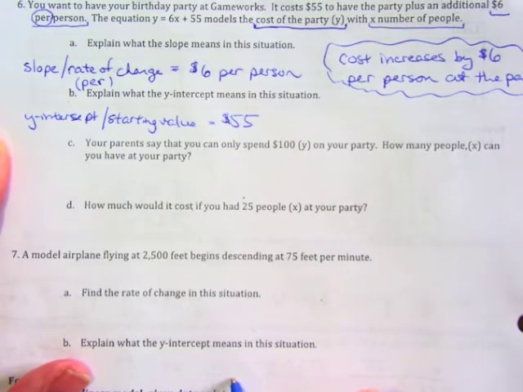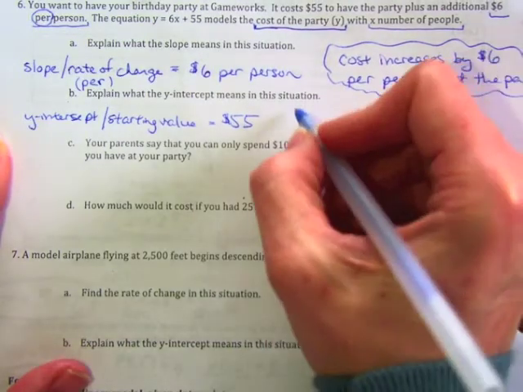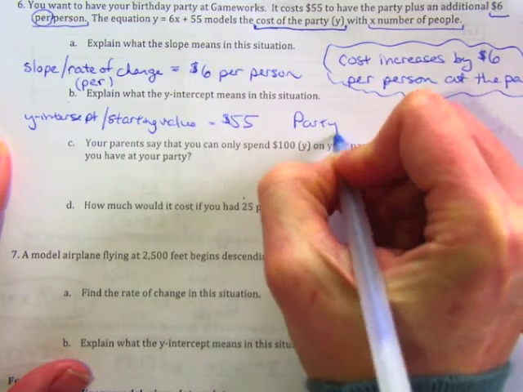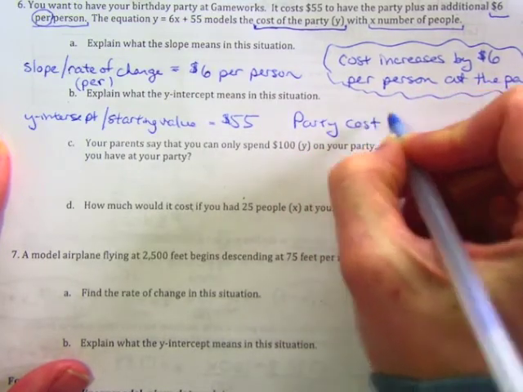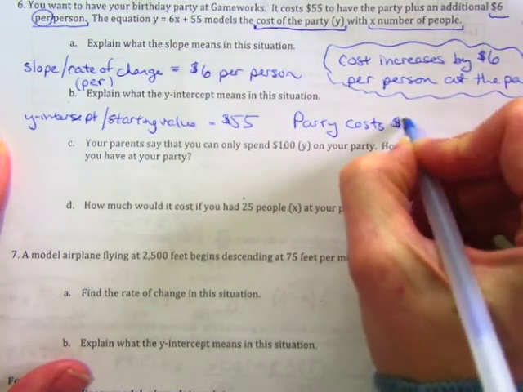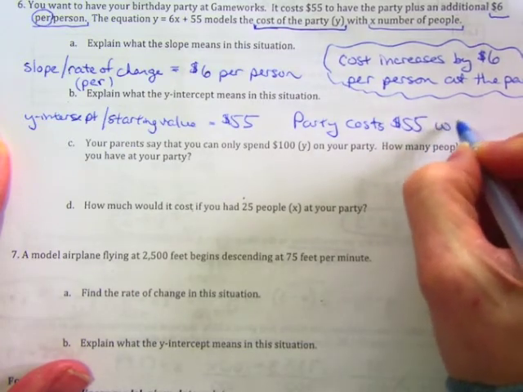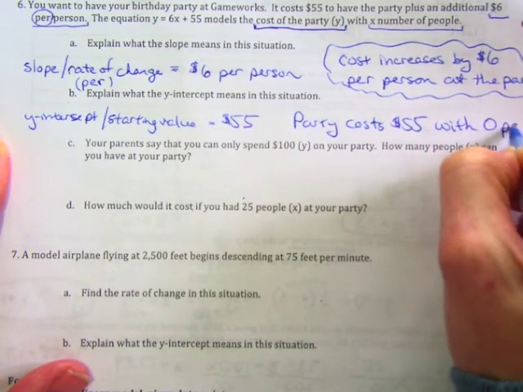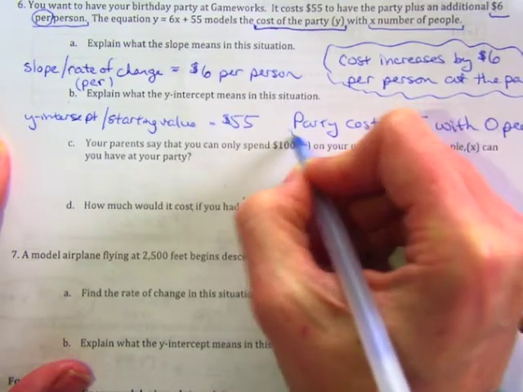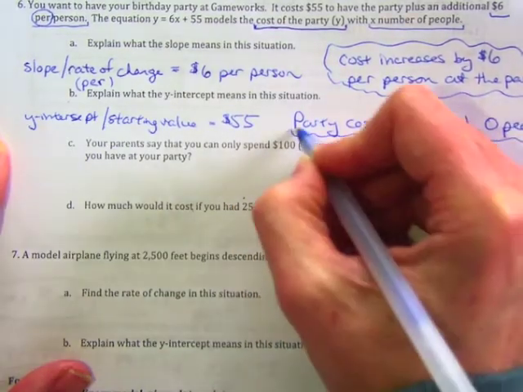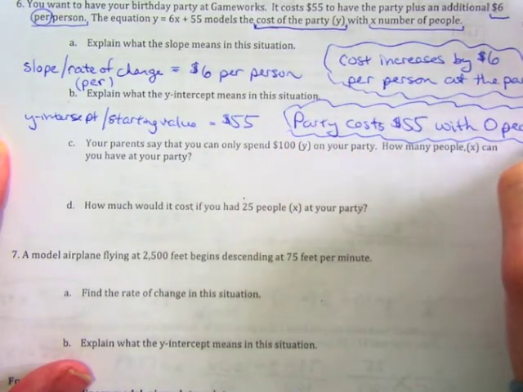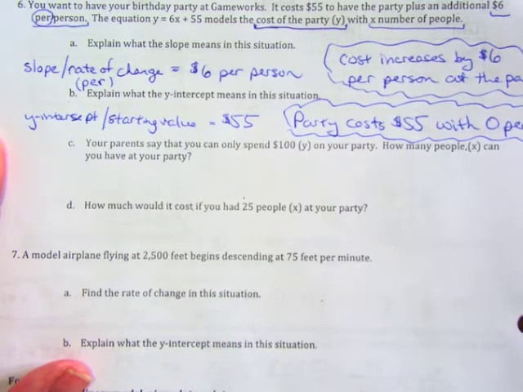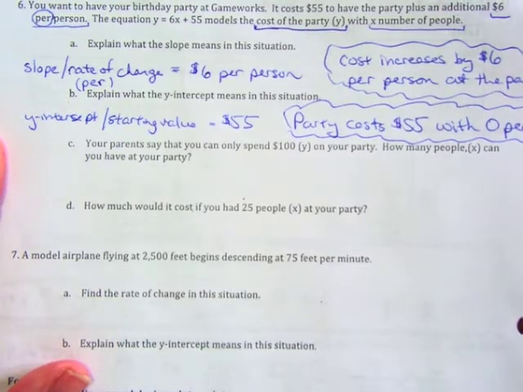So our explanation might go something like this. The party costs $55 with no people invited, with 0 people. That's pulling out the key information that we need for this problem.